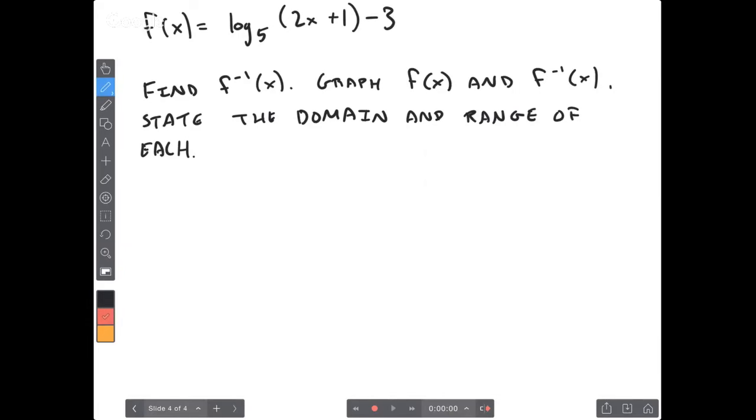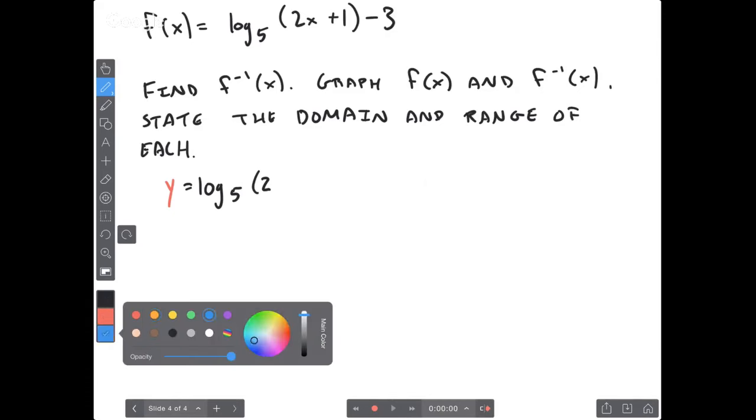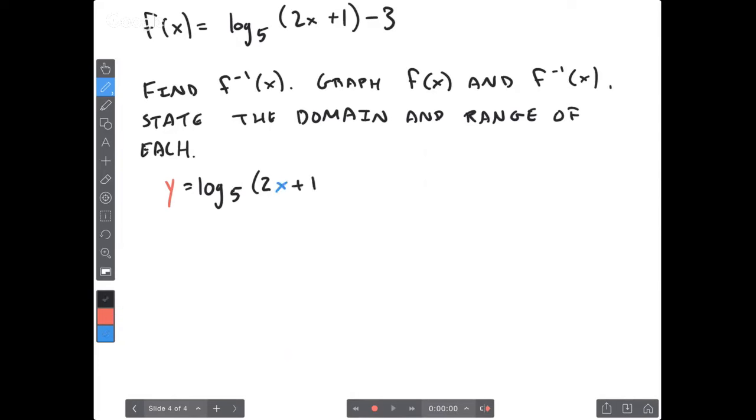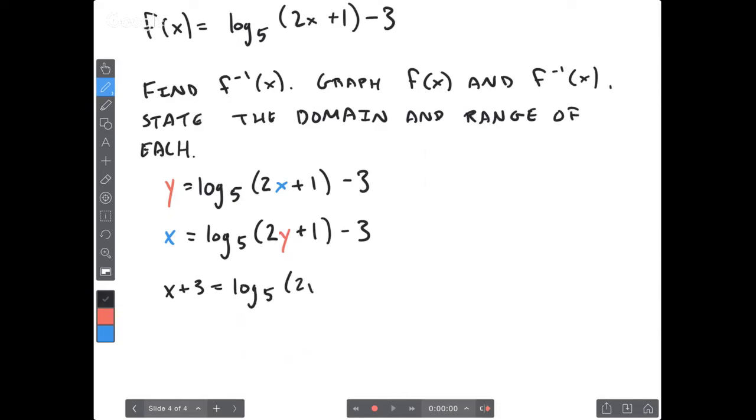So let's see. I know that y is equal to log base 5 of 2x plus 1 minus 3. And now I want to change x and y. So I'm going to say, what if x were to be equal to log base 5 of 2y plus 1 minus 3? Well, the first thing I would do if I were trying to solve for y now is I would say x plus 3 equals log base 5 of 2y plus 1.